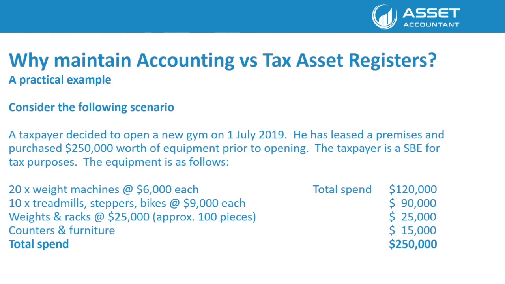Now, the equipment he's acquired is as follows. 20 weight machines at $6,000 each, 10 treadmills, steppers and bikes at $9,000 each, weights and racks at a total of $25,000, and counters and furniture for $15,000. Brings us to a total spend of $250,000.